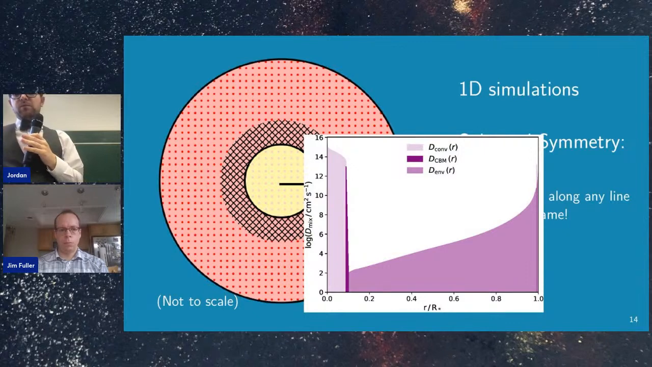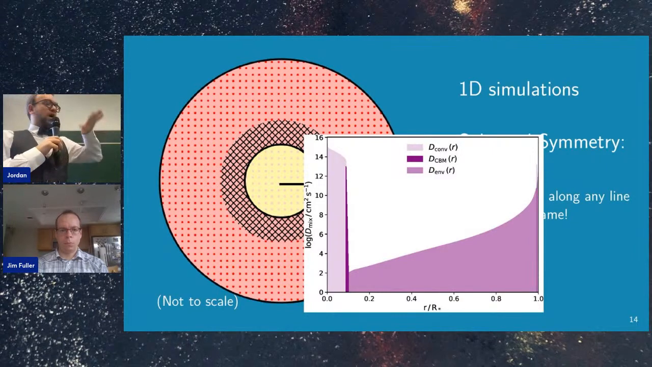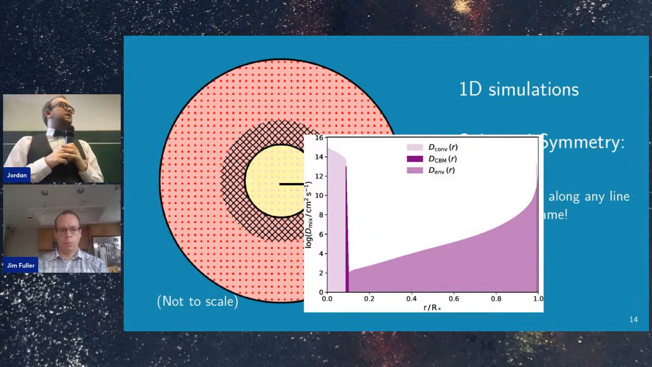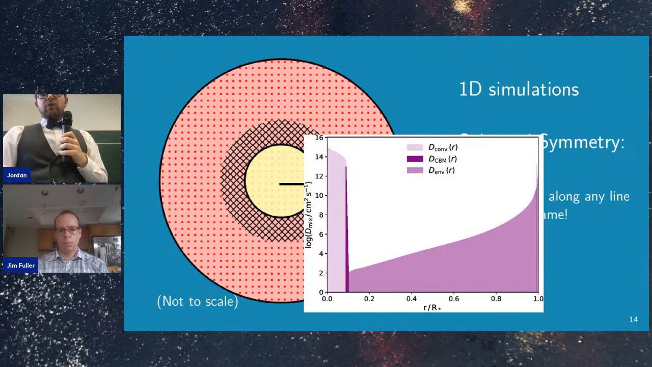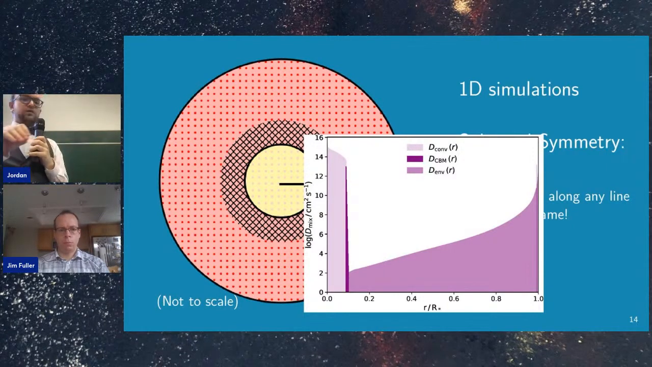So as an example, here on the x-axis, you see the variation of the radial coordinate from the core all the way up to the surface. And on the y-axis, you see a measurement of how efficient the mixing is inside of these stars. Mind you, this is on a log scale, so if you go up by 1, the amount of mixing in principle is multiplied by 10.